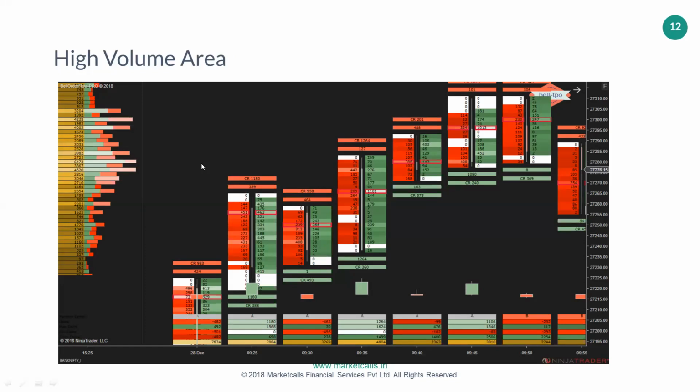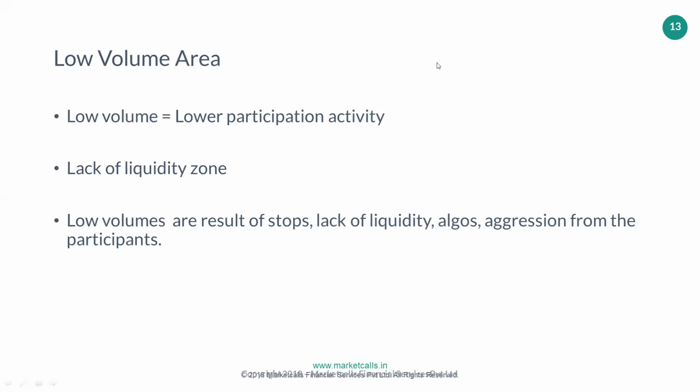Typically, here is an example of high volume transactions, where you can see high volume activity was happening in this zone over here. That means price is traveling in high volume nodes, where higher activity is bringing more and more participation and interest. That's what a high volume area is all about. And a low volume area typically means lower transactions, lack of liquidity zones. Low volumes may be a result of stops and lack of liquidity, meaning there is no interest from the buyers or sellers.